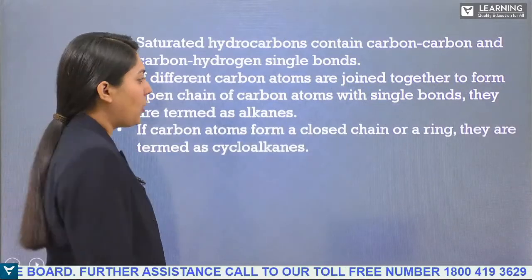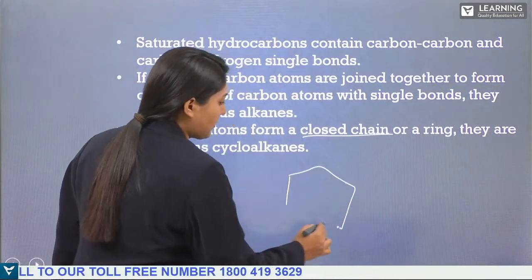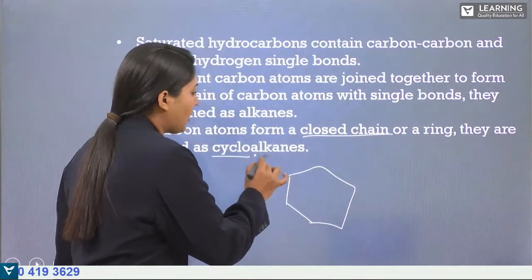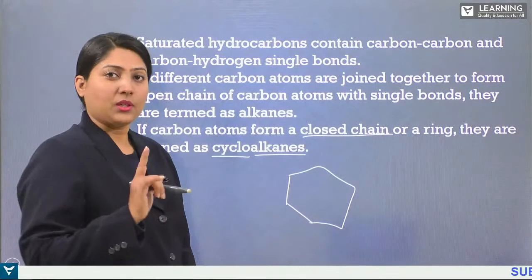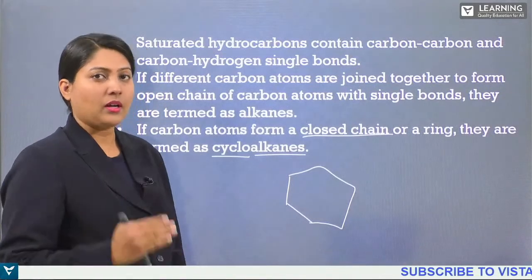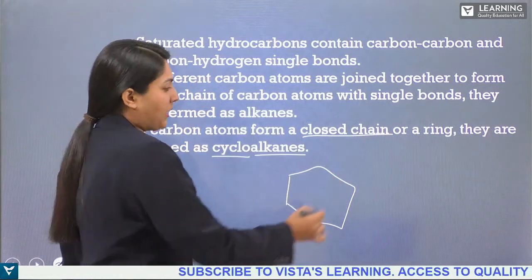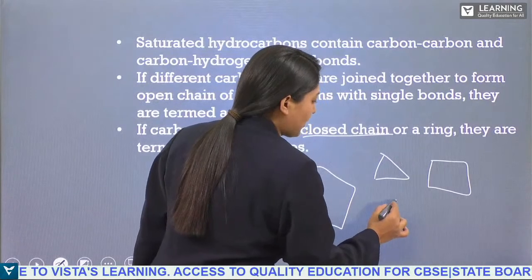If carbon atoms form a closed chain, a ring, they are called cycloalkanes. Remember, even in the closed chain, you can have single bonds or multiple bonds. So if they are all single bonds, you can also take any of the structures.